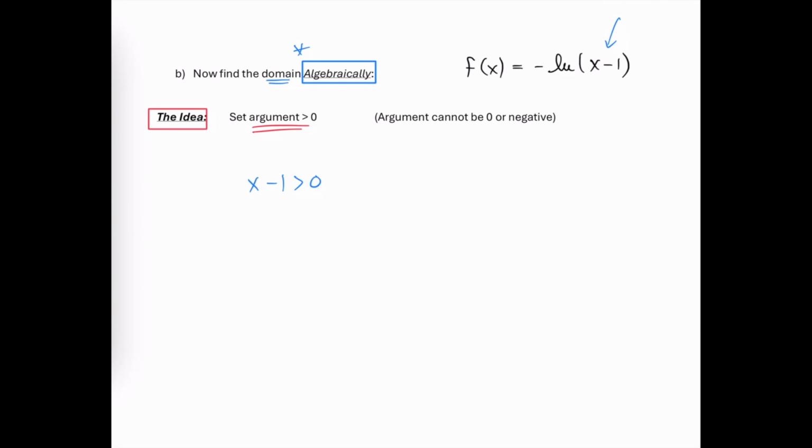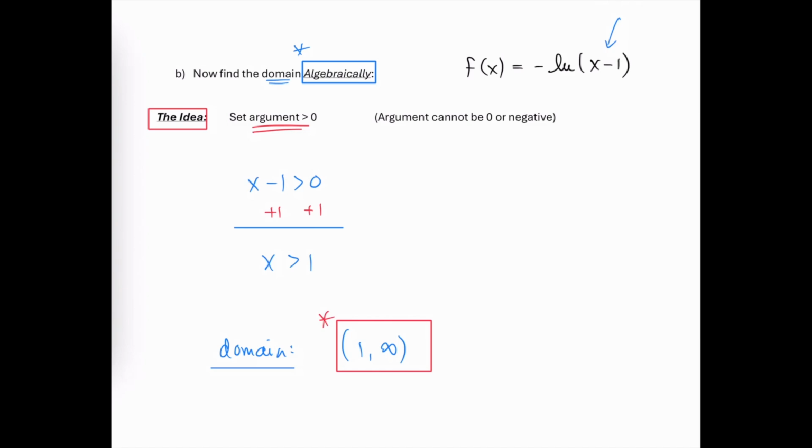So we simply set the argument greater than 0 and solve for x. When we do this, we get x is greater than 1, which we then convert to interval notation to express the domain, and this is the same domain that we obtained using the graph. Notice this algebraic process is shorter and much cleaner.